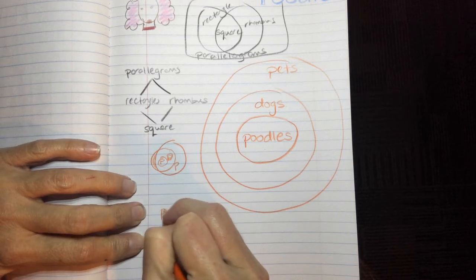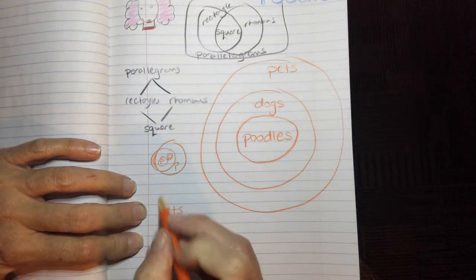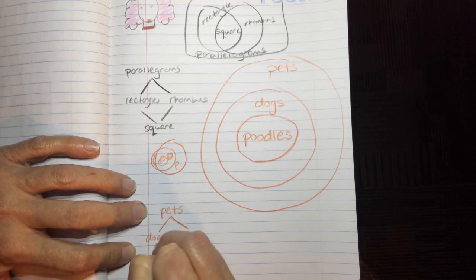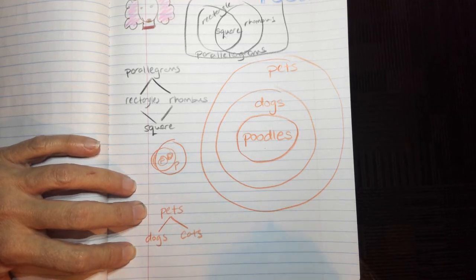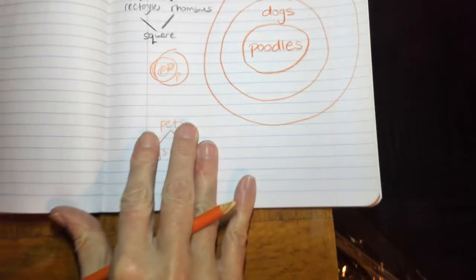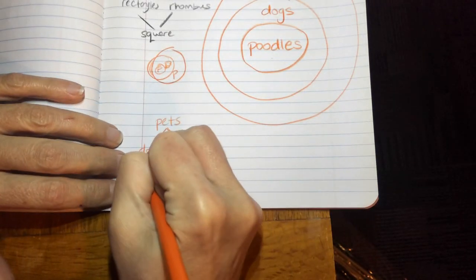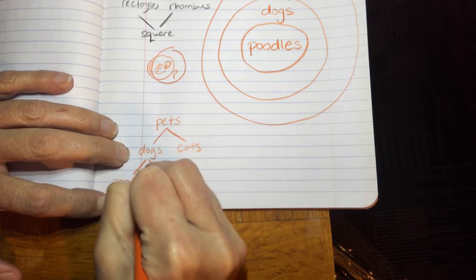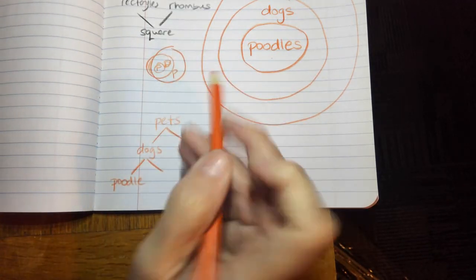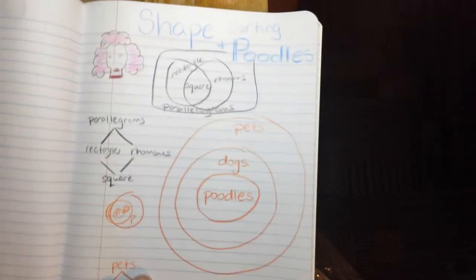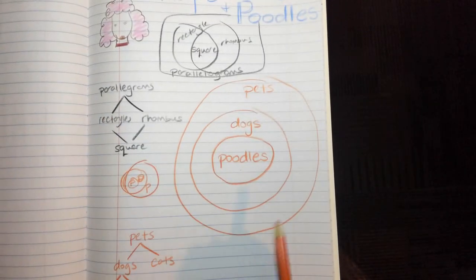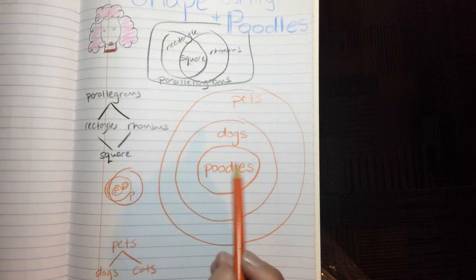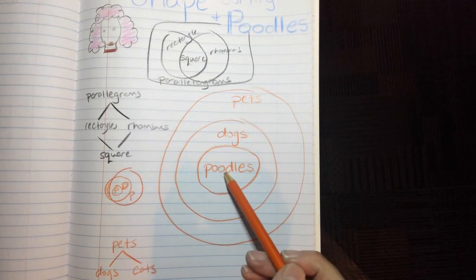And I could do the same thing here with this kind of example. There's lots of kinds of pets. There's dogs, there's cats, there's lots, but I'm just writing those two, okay? And then there's lots of kinds of dogs, okay? But one kind of dog is a poodle, okay? So if you are ever looking at some of these circles or lines and you're like, I don't get it, just think about if you were talking about poodles.